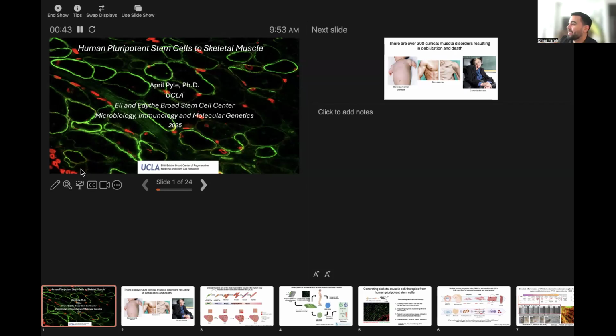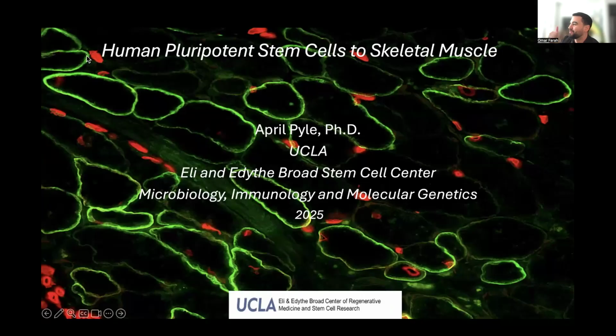Do you see my full screen, or do I need to swap displays? I would say you just have to swap them. We can see your... Perfect. There you go. Excellent. Yeah, it looks good. Perfect. Okay.